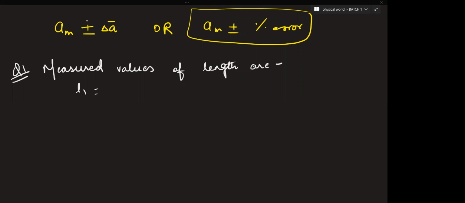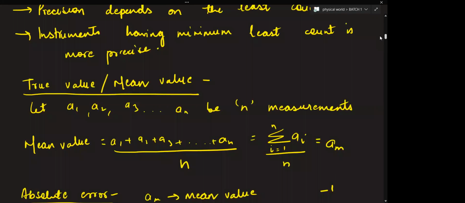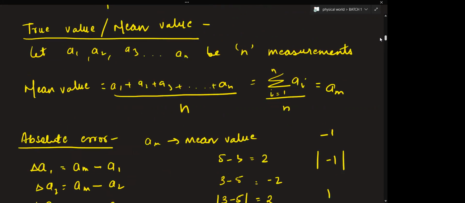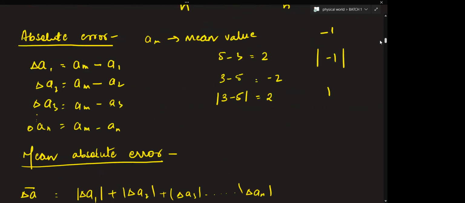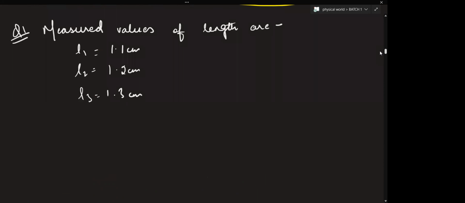So a measured value means the true value that you're getting after measurement. So L1 is 1.1 centimeters, L2 is 1.2 centimeters, L3 is 1.3 centimeters. Let's take only 3 readings. Now you have to calculate everything, all the things that we have studied till the fractional error. You have to calculate this true value, absolute error, mean absolute error, fractional error, and percentage error. All the errors in this.